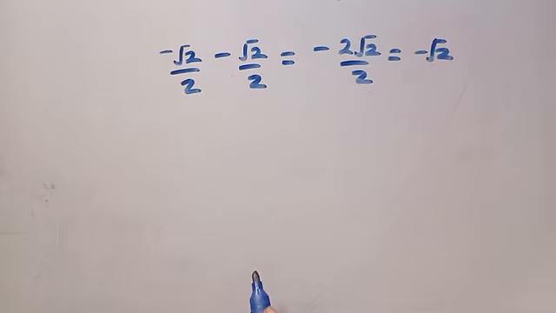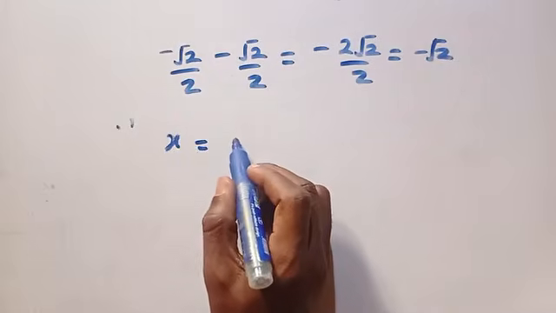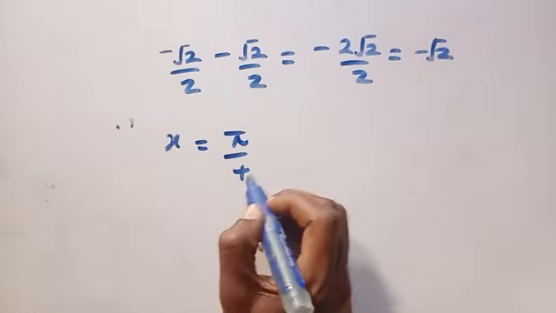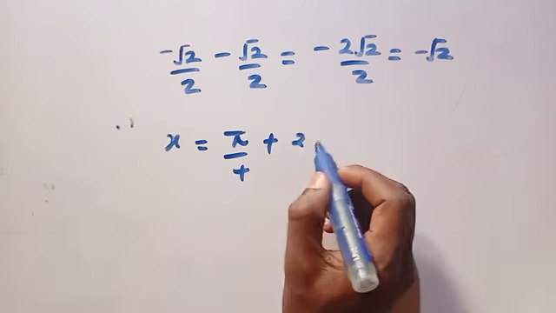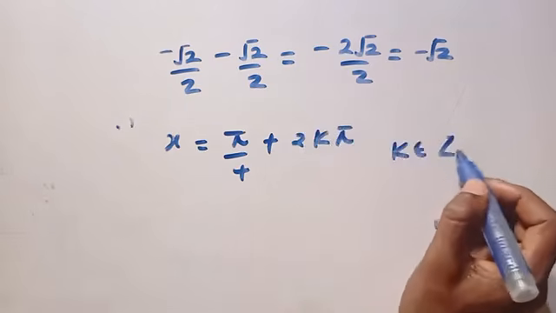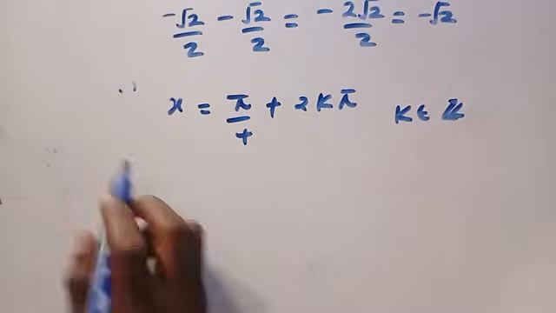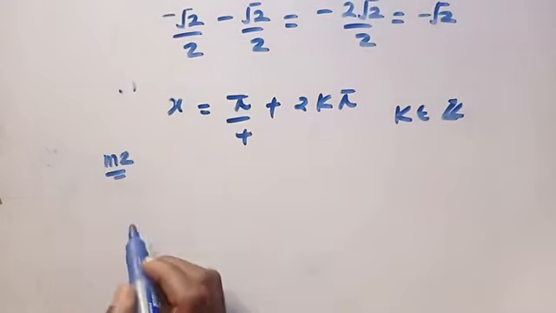And we only need to keep the positive. Therefore, the value of x here equals pi divided by 4 plus 2k pi, where k is a member of the integers. So this is one way of solving this problem, and let's see method 2.